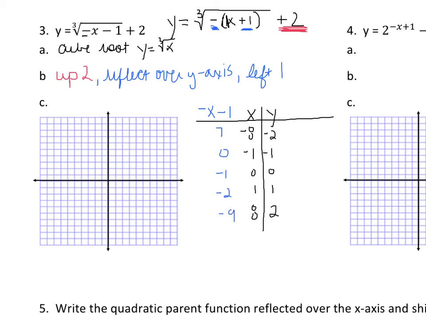Okay? And on the y value, it is just going to move it up 2. So we just have to add 2 to all of these. So we get 0, we get 1, we get 2, we get 3, and we get 4. Okay, so let's go ahead and graph our new points. We've got 7, 0. So that's going to be just right here. And then we've got 0, 1.